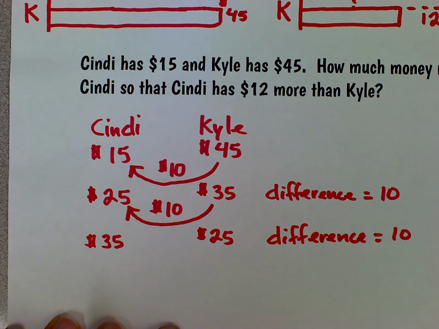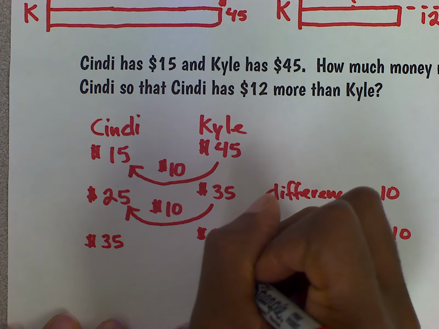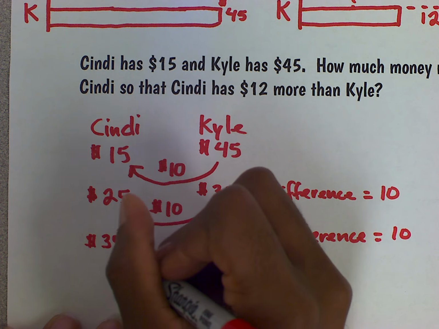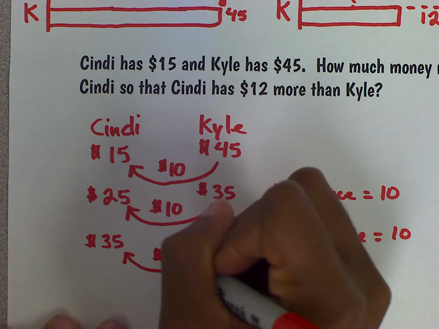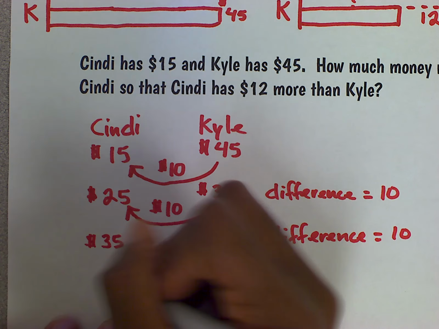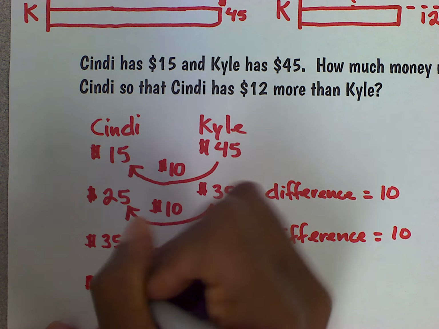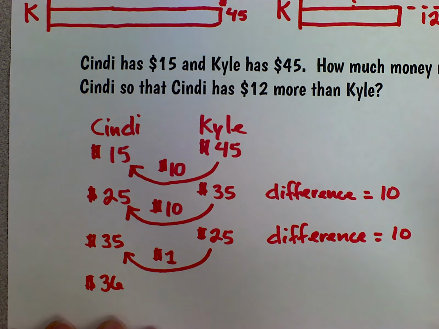And so I'm going to shift $1 at a time and see if I can work my way towards Cindy having 12 more. All right. So let's go ahead and start off by shifting $1 first. There we are. We shift $1. And as I shift that $1, I now know that Cindy is going to have how much money? Yes, that's right. You're adding one more to 35. So Cindy now has $36.